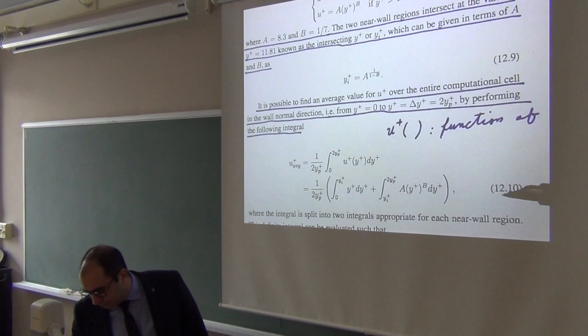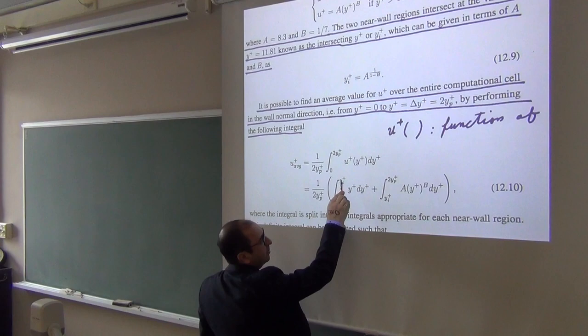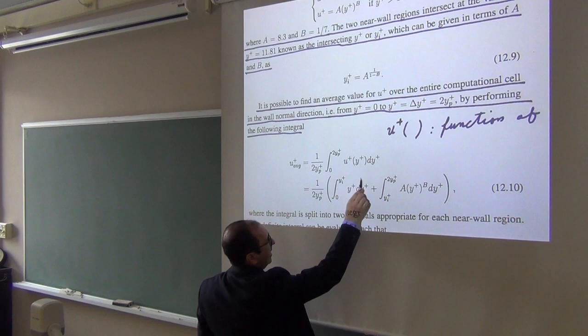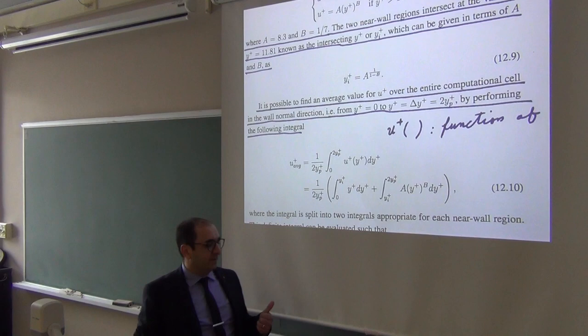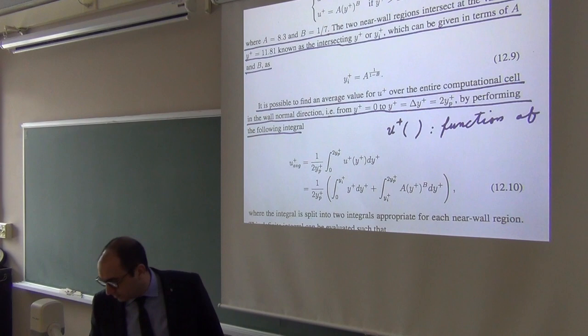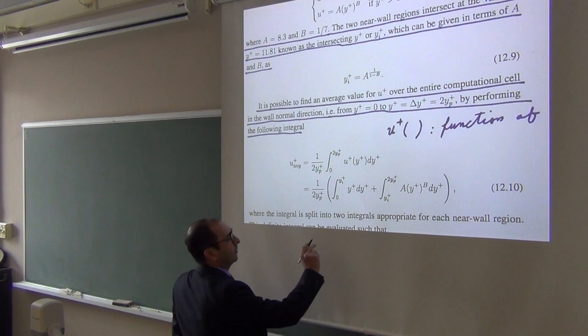But this function changes. In the linear region, u plus is y plus, so from 0 to y plus I, the intersecting point, u plus is y plus. But from y plus I above, I'm in the power law. So to take this integral, you need to break it into two parts, for the first law and the second law. I sound like thermodynamics, but I'm not talking about thermodynamics. I'm saying linear law and the power law. Okay, so now I have specific functional forms and I can integrate.